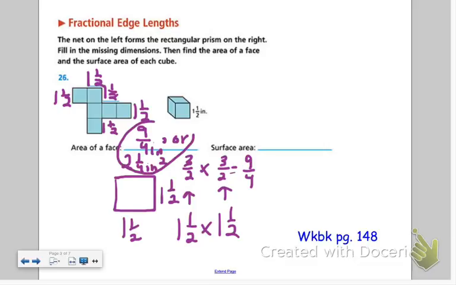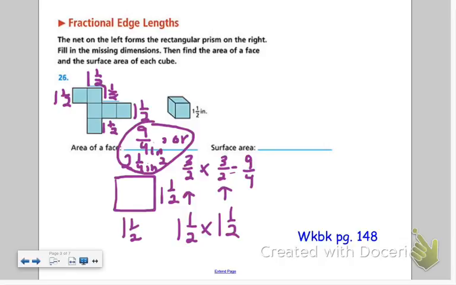So the area of one face is 9/4 square inches, or 2 1/4 square inches. Now, notice I left the 9/4 as a possible answer. The reason I did that is because that's just the area of one face. We still have a total of 5 other faces in there. We've got 6 faces altogether. That was just one of them.